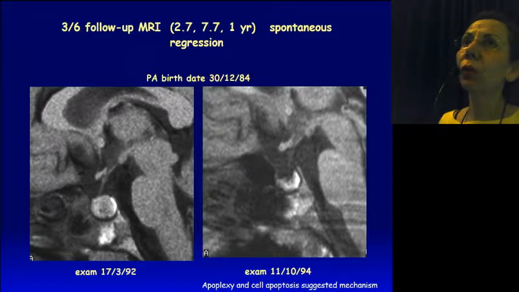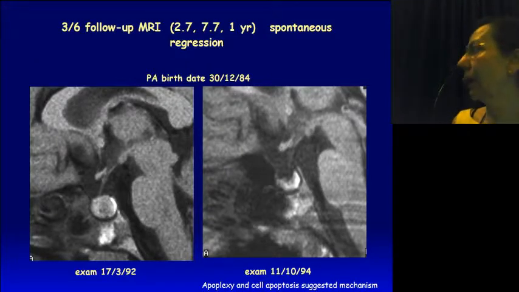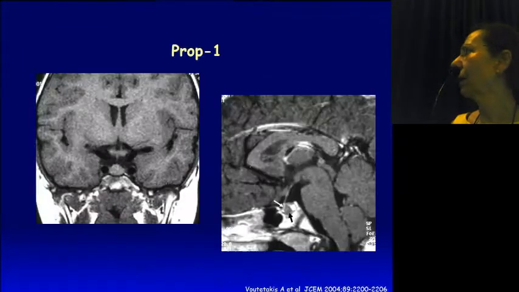So in those children, there is a delay of regression of this intermediate lobe. At the very beginning, you may see a large pituitary gland because of the presence of this remnant, and later on it regresses, and you may see this kind of appearance with a small pituitary gland, and this is more acceptable if you have such a deficiency in the anterior lobe.